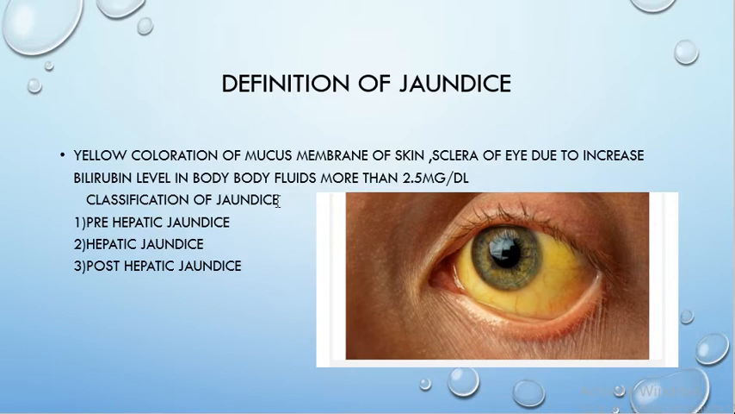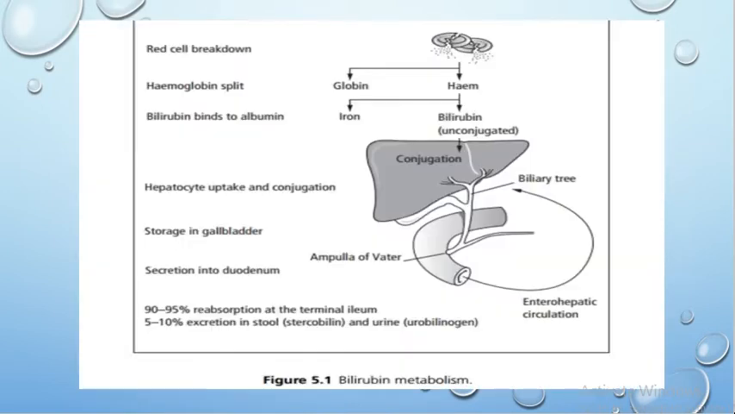According to the classification, we classify jaundice into three subtypes: pre-hepatic jaundice, hepatic jaundice, and post-hepatic jaundice. In my lecture I will talk in a detailed way about the pathophysiology of pre-hepatic jaundice, hepatic jaundice, and then post-hepatic jaundice. But first of all, before starting jaundice, I would like to talk about the basic physiology of how bilirubin metabolism occurs.